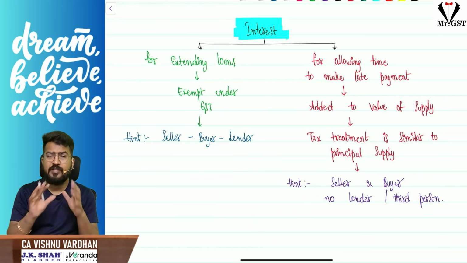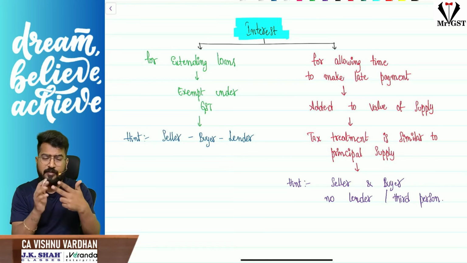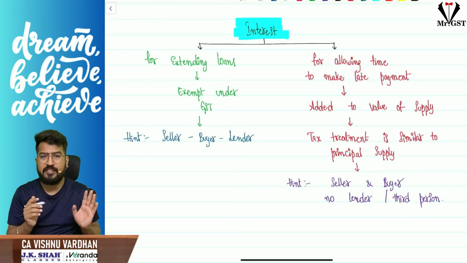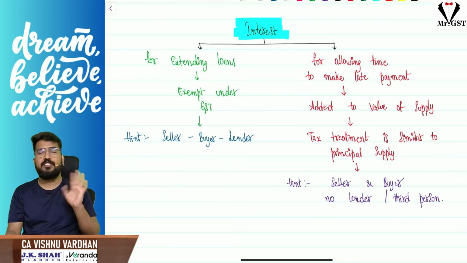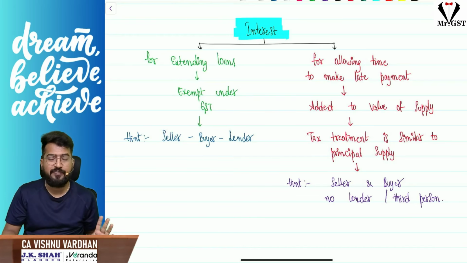Okay, sir, the hint for this type of situation is that there will be 3 parties: the seller, the buyer and the lender. Sir, you are buying some goods, for that you don't have money, so you go to some third person and ask for a loan, and that person gives it, and for that you are paying interest. So here he is giving you money and charging interest. That is exempt under GST, if you remember the exemptions.